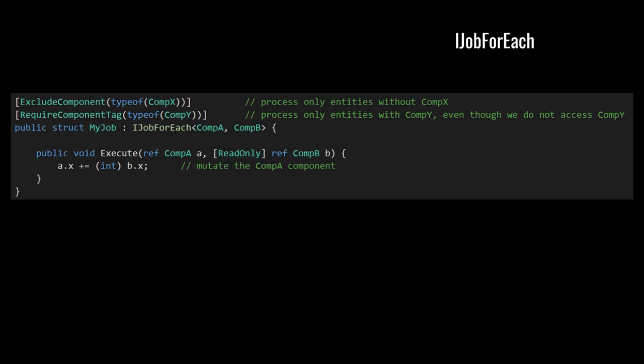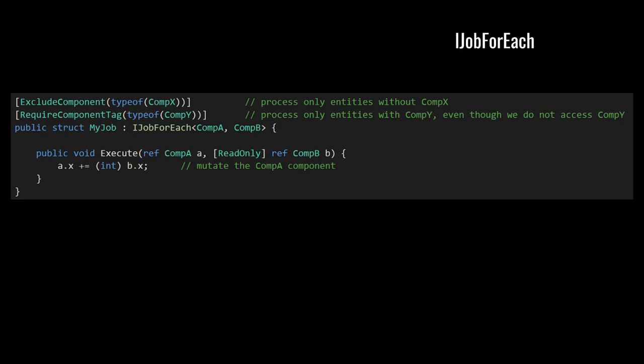IJobForEach is an alternative to IJobChunk that is sometimes more convenient, and despite the name, it doesn't share the performance drawbacks of the entity query builder ForEach method that we saw earlier. This example implicitly creates a query that matches chunks with both comp A and comp B. The first attribute excludes chunks that have comp X, and the second attribute requires the chunks to also have comp Y, even though we do not access the comp Y components in this job.